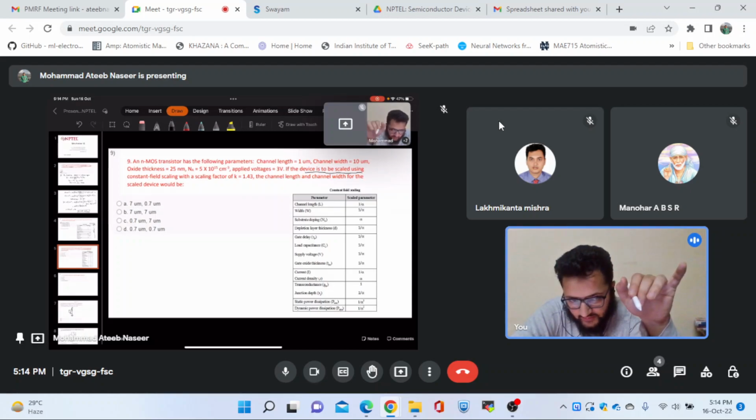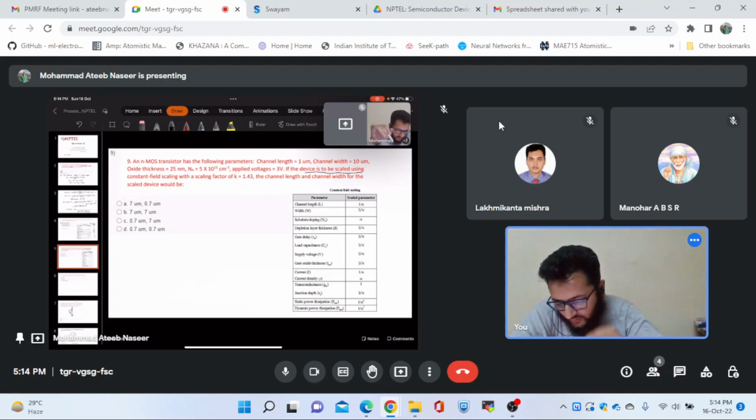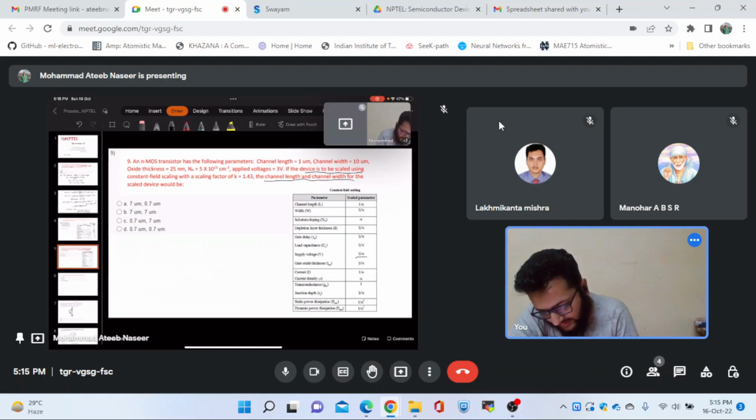So this has to be constant field scaling. In constant field scaling, there are some conditions, like what we have written here, how things will go. The channel length needs to be scaled by 1 by alpha, and the voltage needs to be scaled by 1 by alpha. We have been told to find what would happen to the channel length and the channel width. So simply we will take this channel length and divide it by this scaling factor.